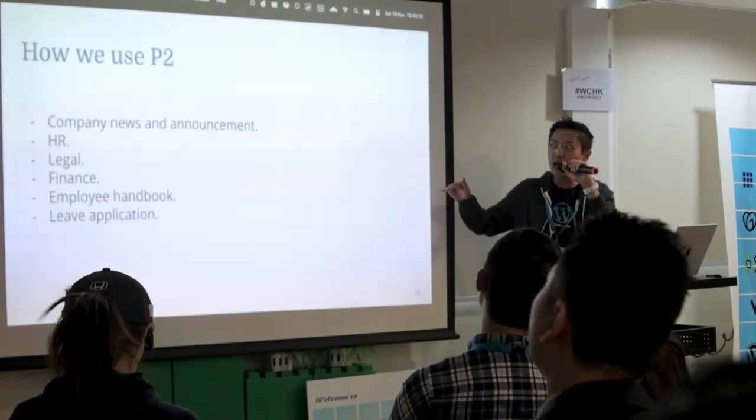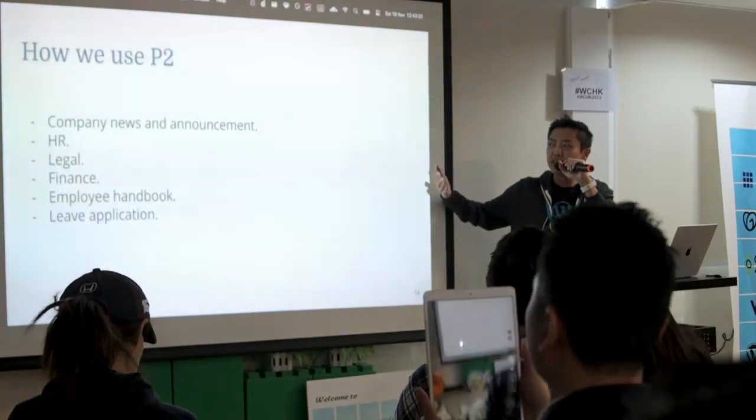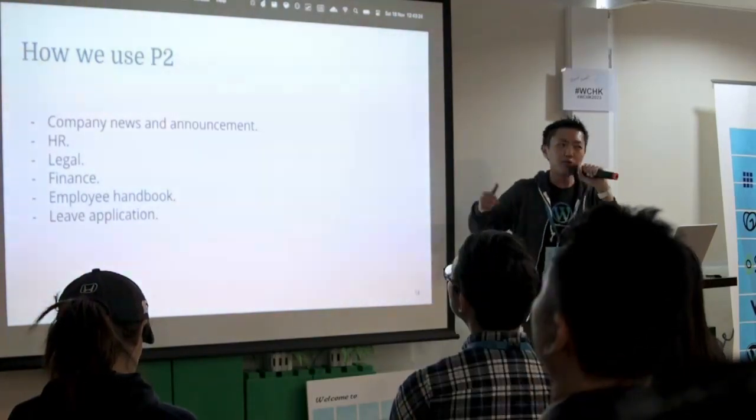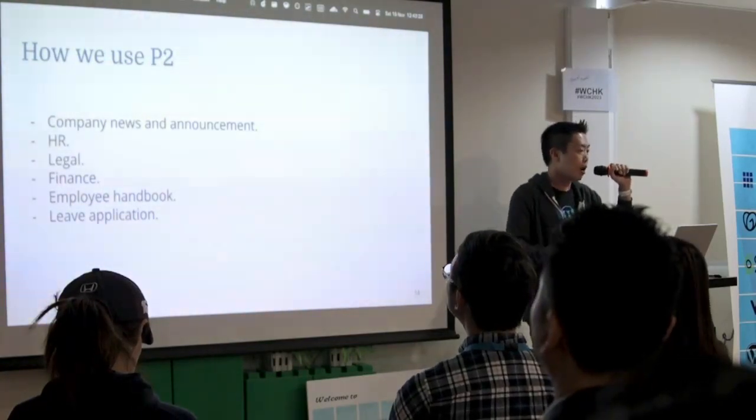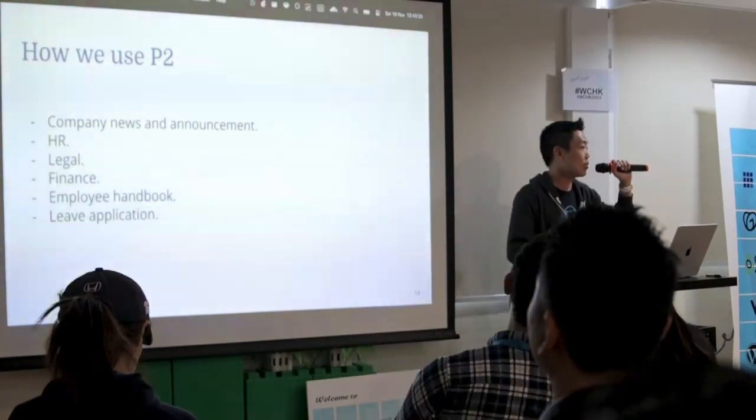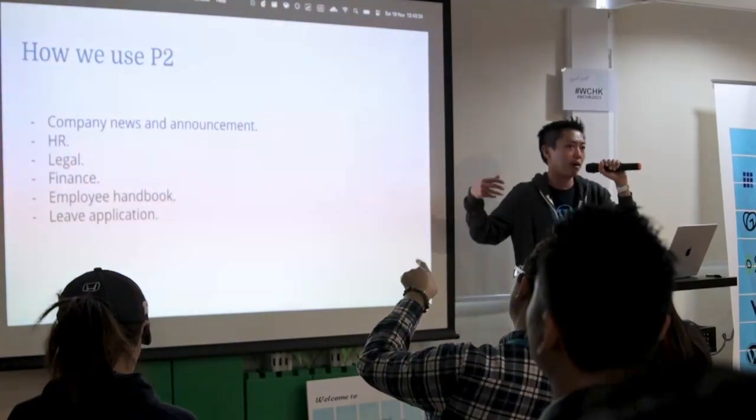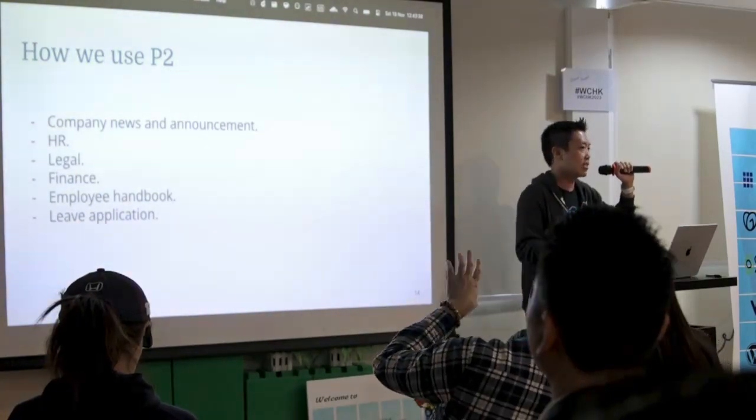So this is how we actually use P2 within Automattic. We use this custom WordPress site to basically power our whole entire company operation. Every time we have company news or an important announcement we want to make, we make a post on our website, and all the Automatticians know about it. We all have access to it.